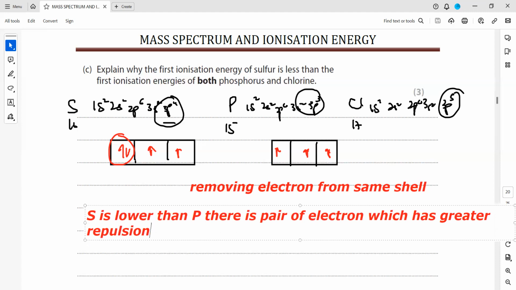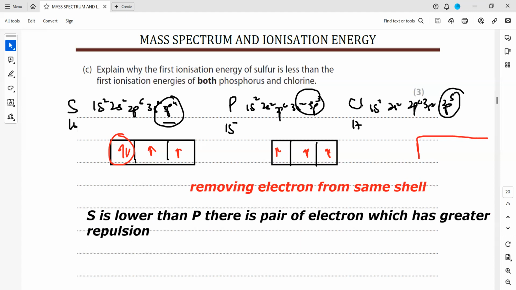And why does chlorine have a high ionization energy? Even in chlorine, there are 2 pairs. When we draw the p orbital of chlorine, there will be 2 pairs there. Even though 2 pairs are there, they will have more repulsion.